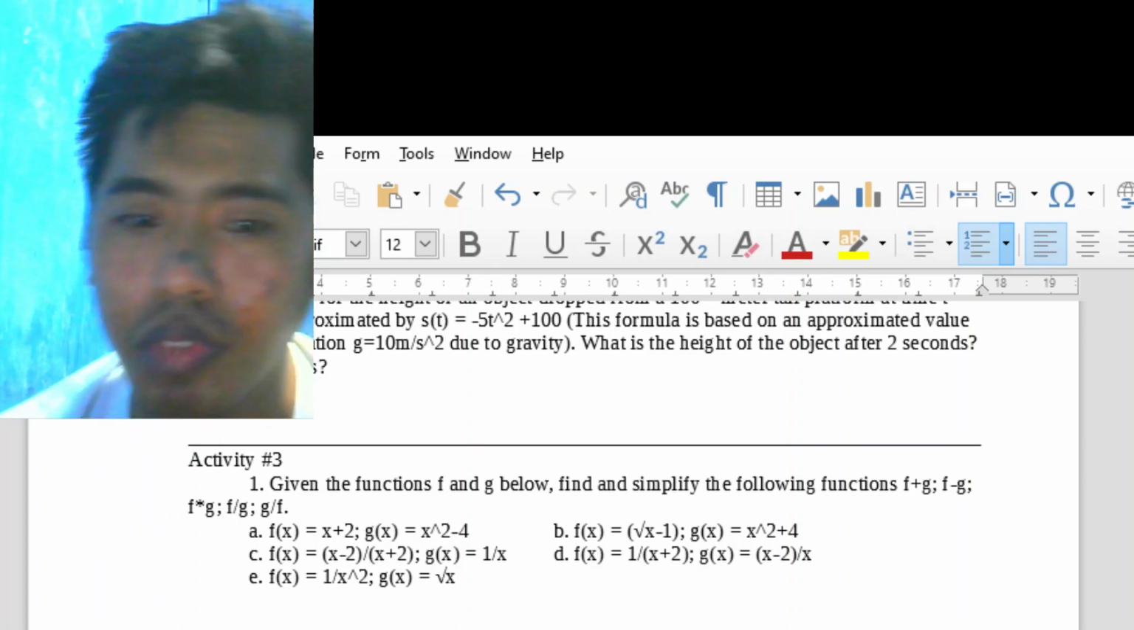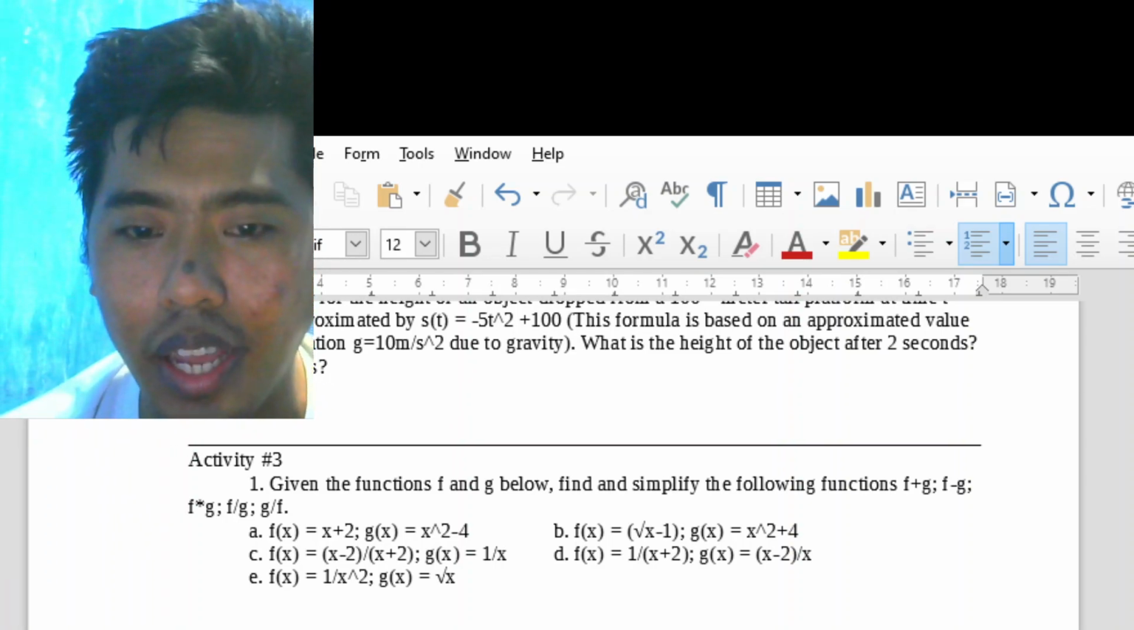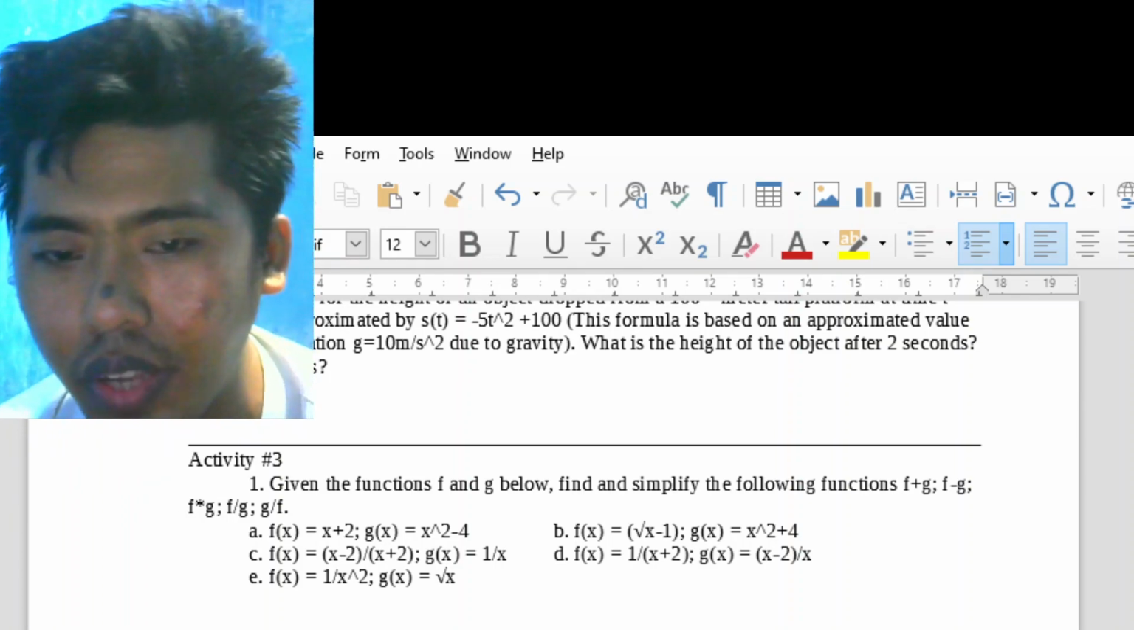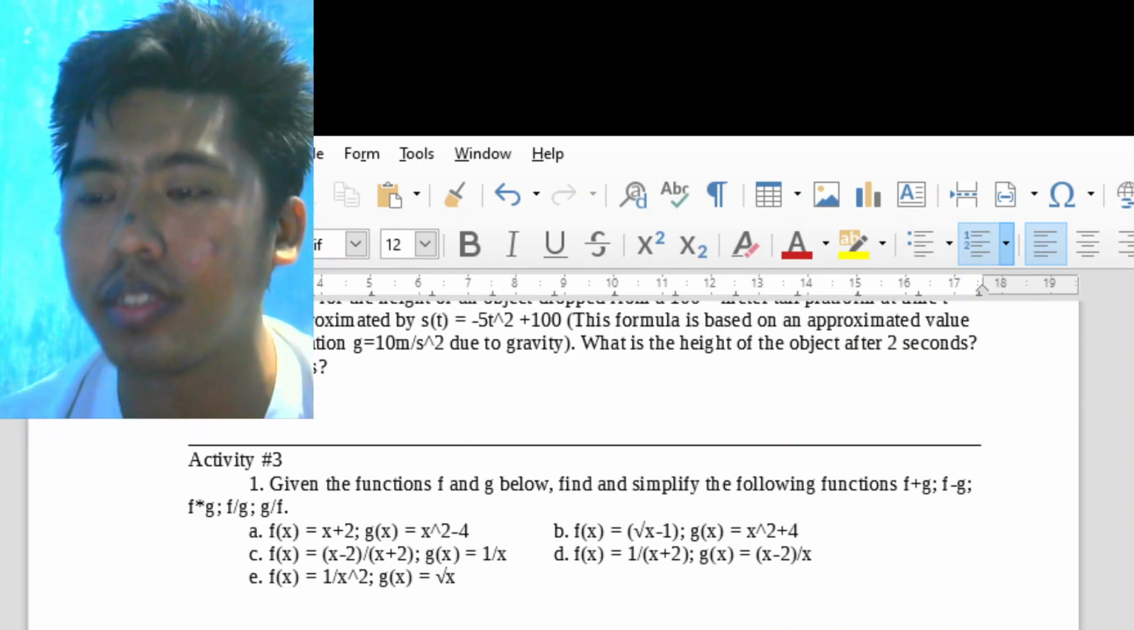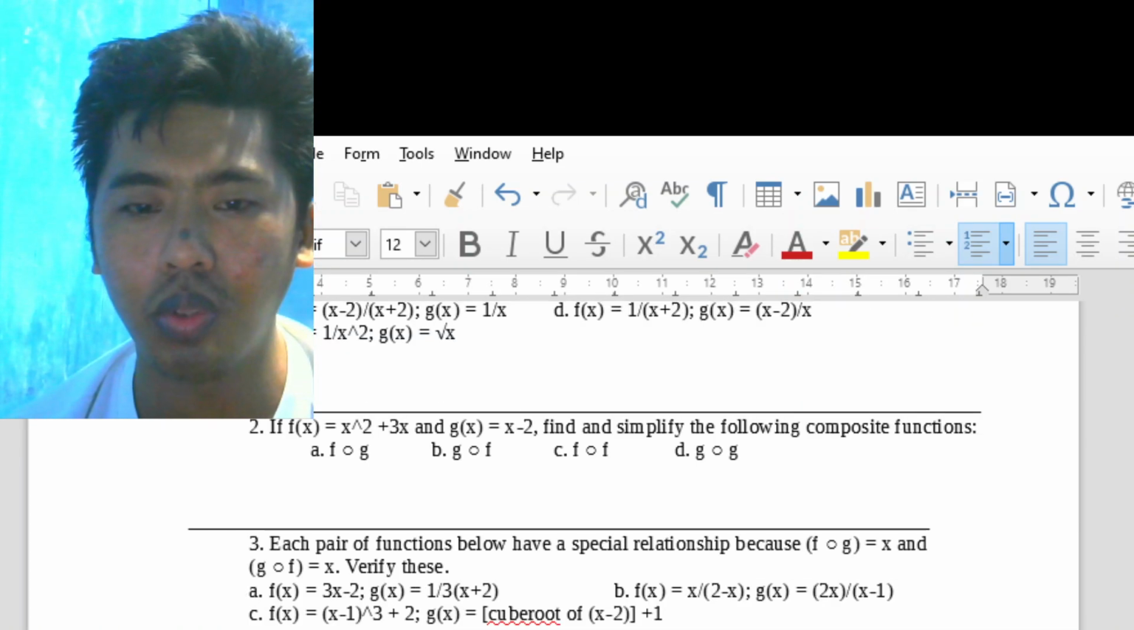Now letter E, f of x is equal to 1 over x squared, then g of x is equal to the square root of x. Okay? Now let's proceed to number 2.